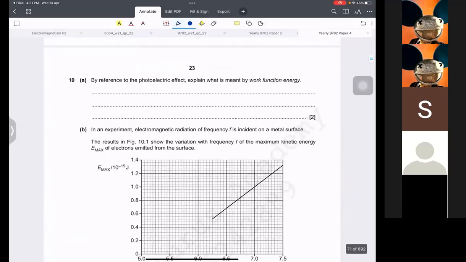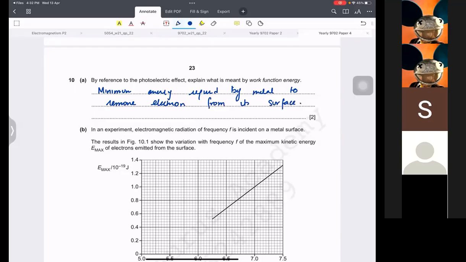By reference to the photoelectric effect, explain what is meant by work function energy. So work function is the minimum energy required by a metal to remove an electron from its surface. So easy.